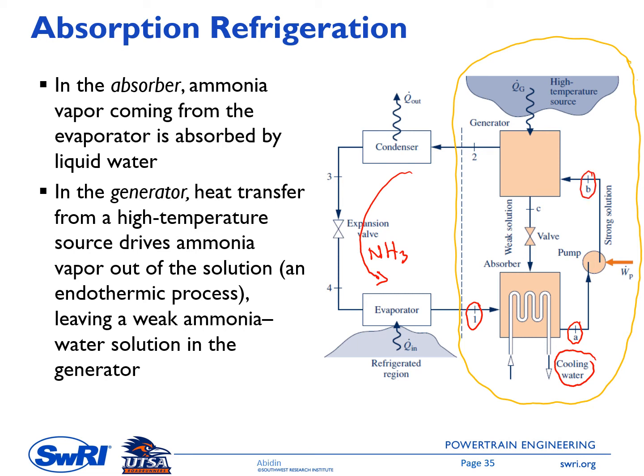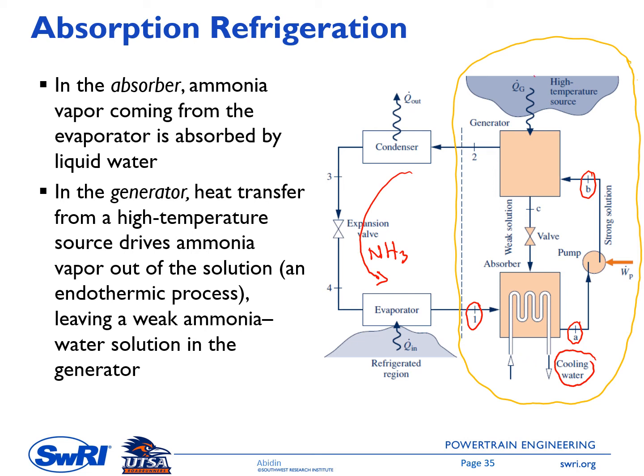Okay, to point B. But it's still a strong solution, so it means we have a high concentration of ammonia inside the water solution. And then the next component here is what is called a generator. In the generator, heat transfer from a high temperature source drives the ammonia vapor out of the solution. So once again, to separate this ammonia from the water solution, we need an external heat.